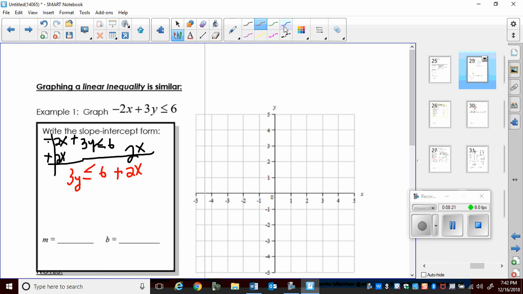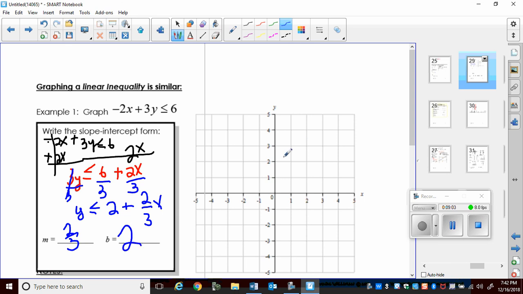I divide by 3. I divide each term by 3, right? And I get y is less than or equal to 2 plus 2/3 times x. So here, my slope is once again 2/3. My y-intercept here is 2.